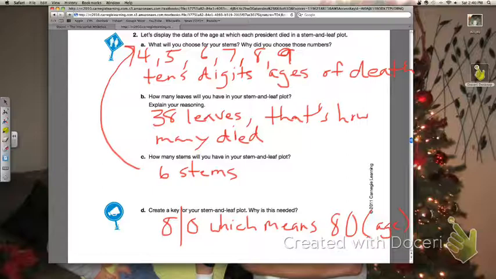For letter C, you can refer back to letter A. Those numbers that we wrote down, 4, 5, 6, 7, 8, 9, there are going to be 6 stems. And the key that we are going to make for letter D, for instance, if we had 8 with a vertical line and a 0 after it, that would mean 80, which represents the age at which the president died. So that's what you should have had for A through D. Hopefully this will help you then create your stem and leaf plot on the next page.